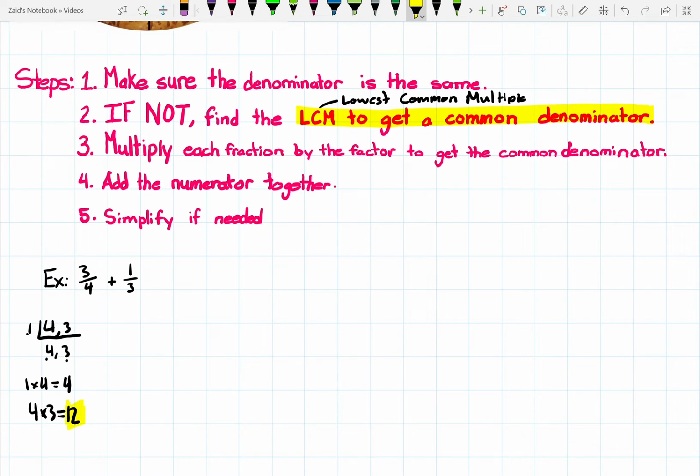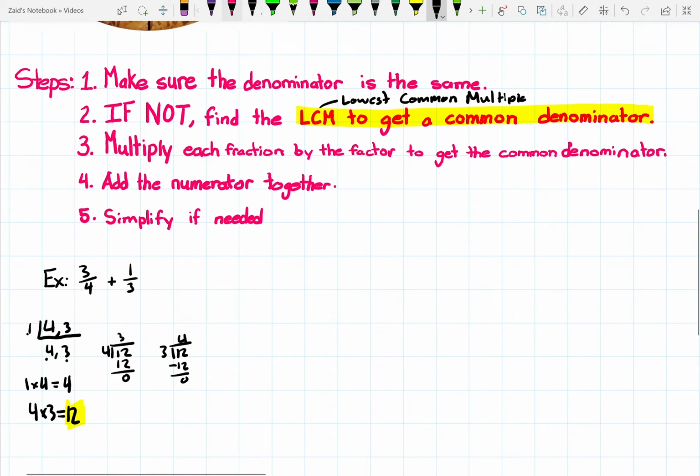So what times 4 gives me 12? If I divide 12 by 4, I would get 3. And what would I multiply 1/3 with to get the denominator 12? If I divide 12 by 3, then my answer would be 4.